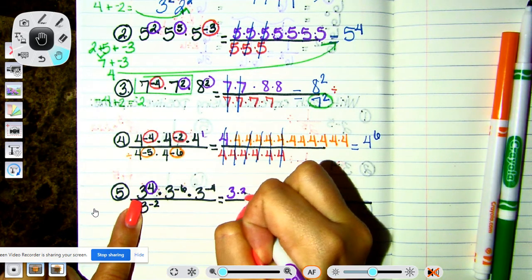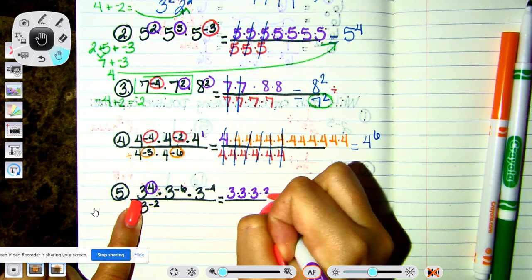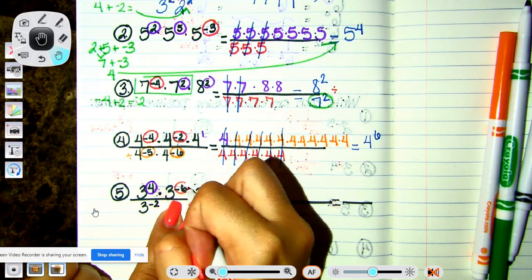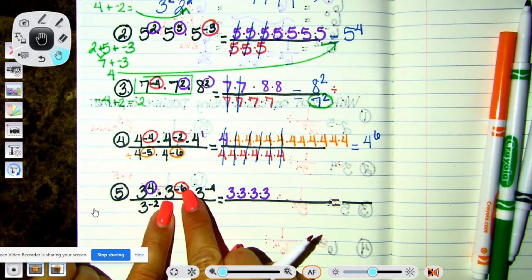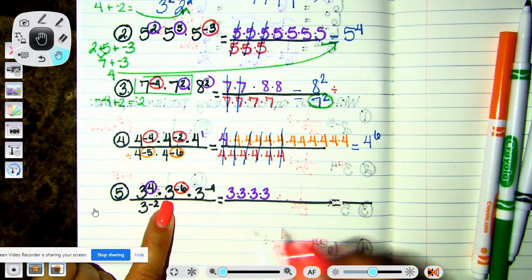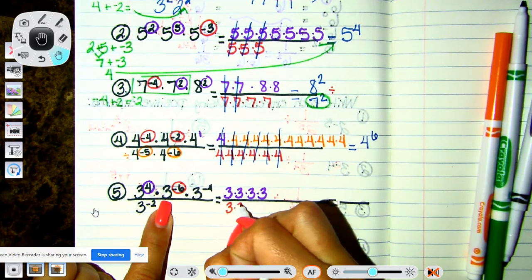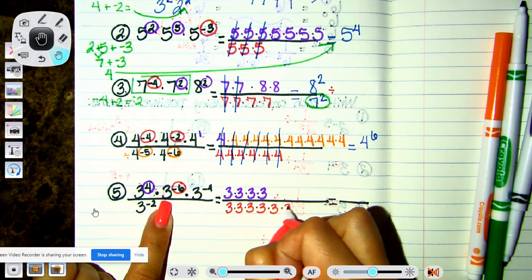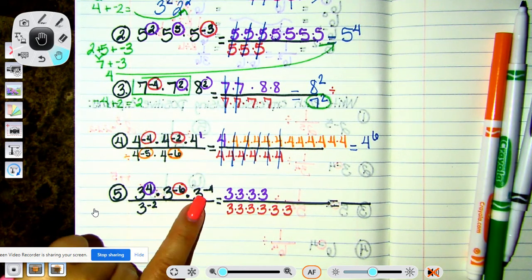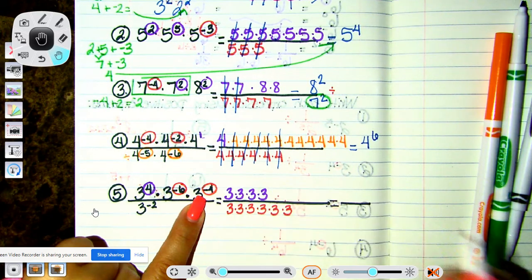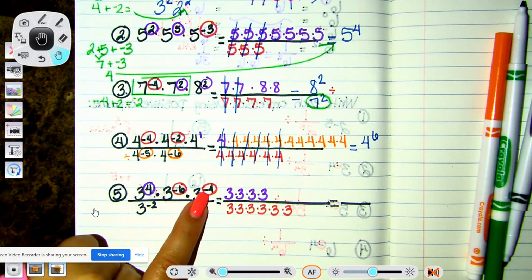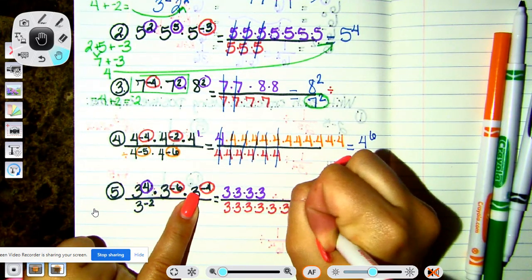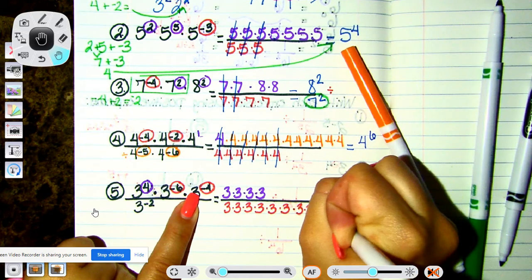1, 2, 3, 4. In this case, I see a negative 6, and it's on top. Okay, so this would mean multiplication, but that negative sign there means division. So I'm going to divide 1, 2, 3, 4, 5, 6. Okay, and we have another negative 4 here. It's on top, which usually means multiplication, but the negative sign means I need to do the opposite of that. So 1, 2, 3, 4.